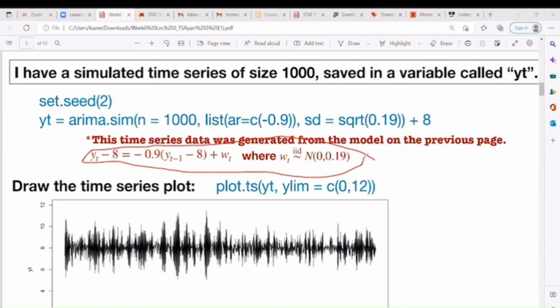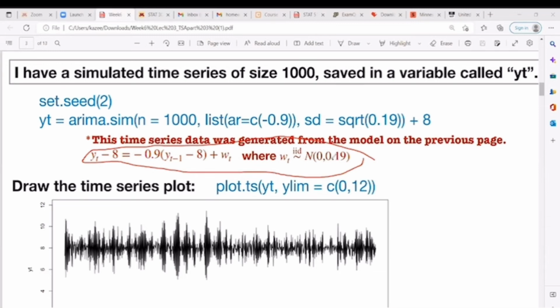But there's something I wanted to pay attention to. We need certain parameters in our simulation process. The rho with the minus 0.9 that you see here is the autoregressive coefficient. That needs to be specified. Then we need the mean. Mean is 8, right? And we also need the variance of the white noise. Look at that, the white noise variance here is 0.19.